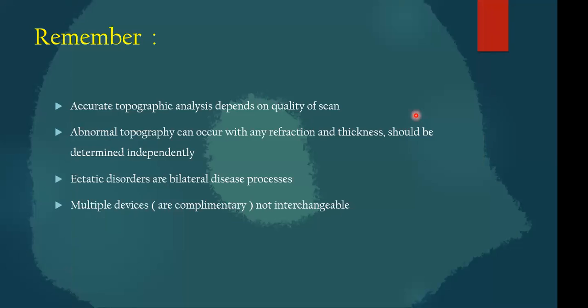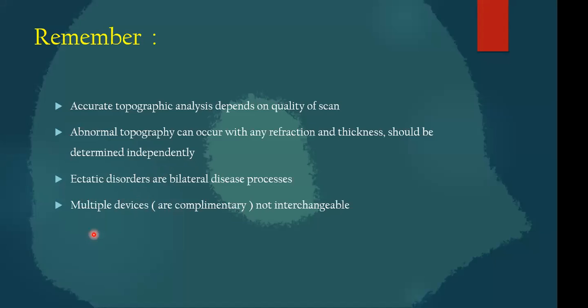Before I start off with the topography basics, I want you all to remember these few important points. First is that accurate analysis of the topography image depends on the quality of the scan. So it is very important that you see the quality parameters on the scan image. Always see them. Then the second point is that abnormal topography can occur with any refraction, with any corneal thickness, and these should be first determined independently and then analyzed together with your clinical acumen also.